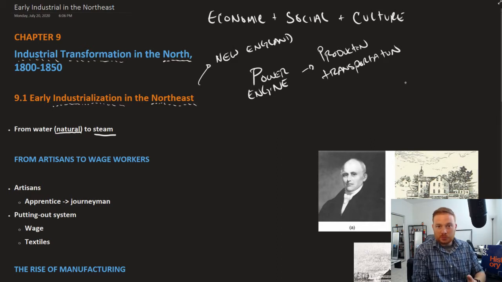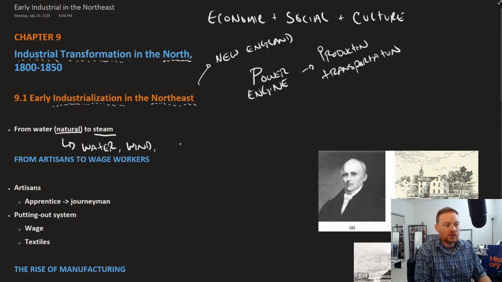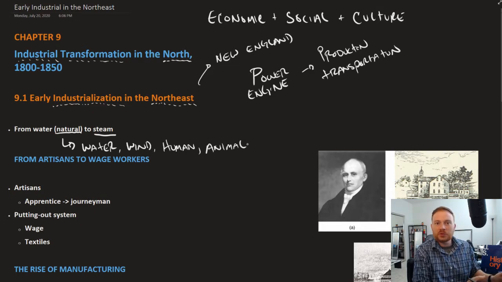So the industrial process is going from using natural sources of power. That might be water, so for example, something like a water wheel. It might be something like wind. But mostly it's human and animal power, right? So when you think about it, before industrialization, whether you were making something with your hands or getting from point A to point B, people, Homo sapiens, had always relied on natural sources of power.